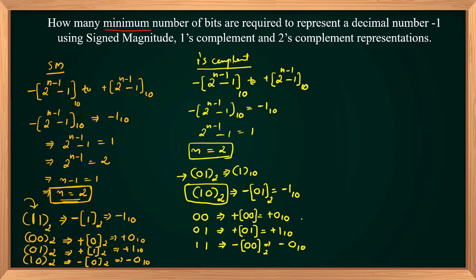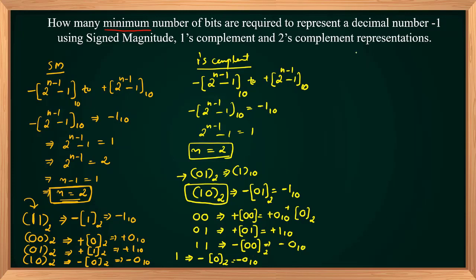Please note that to represent a plus 0 decimal we require only one digit, 0 itself. The number is positive, so one digit is required to represent a positive 0. The other case, if you are using a single digit 1, that will give a negative number. Its magnitude will be the complement of that 0, which gives minus 0 decimal. So to represent a positive 0 and a negative 0 in 1's complement representation, we require only one digit.